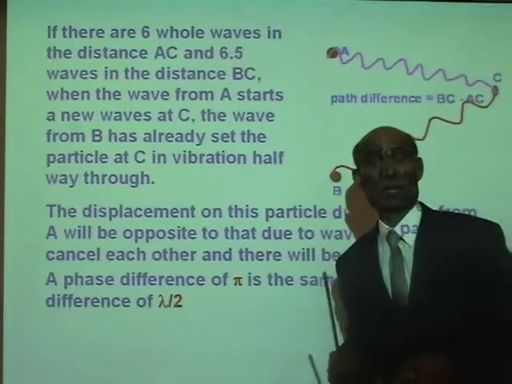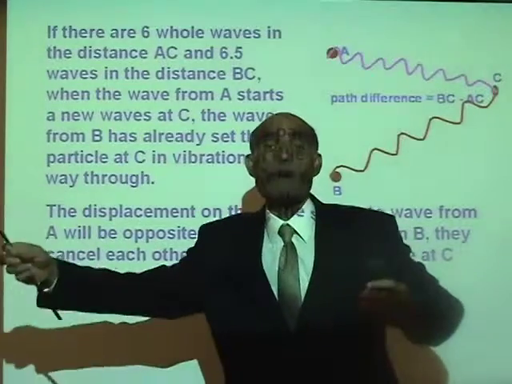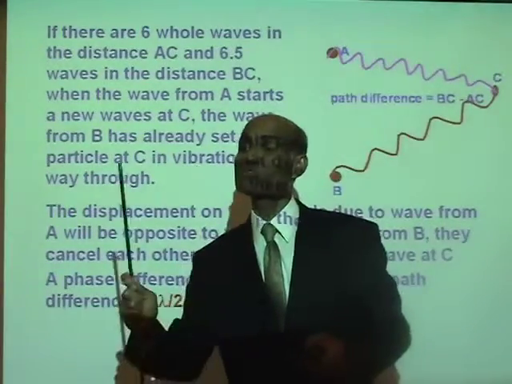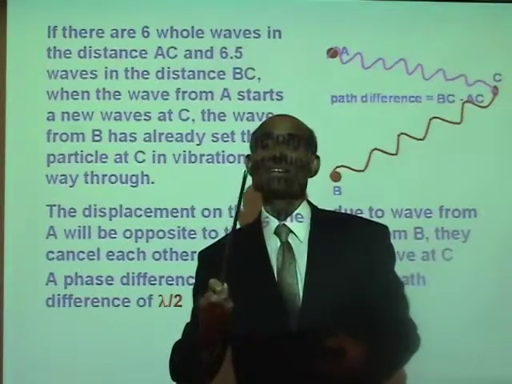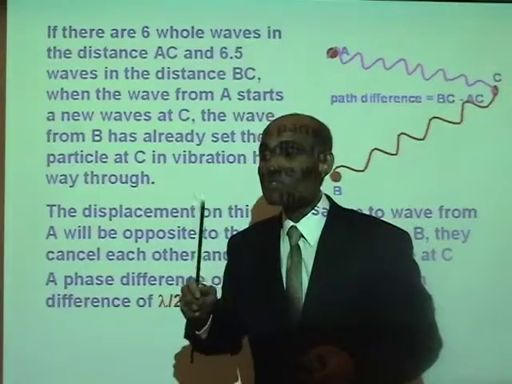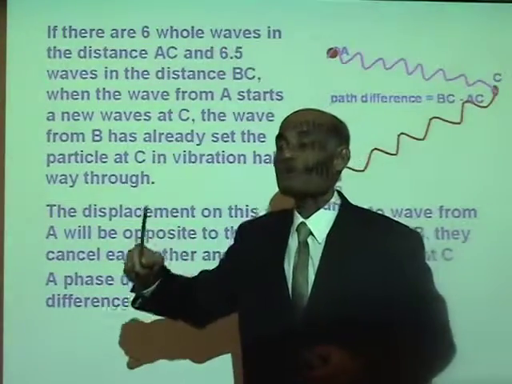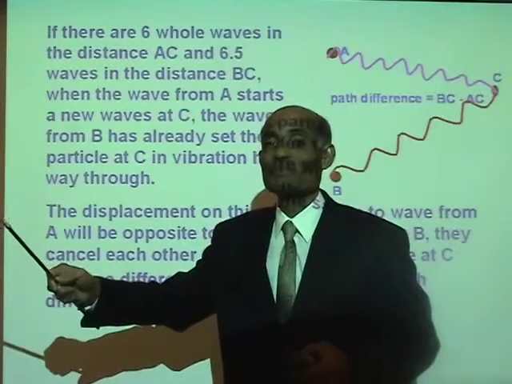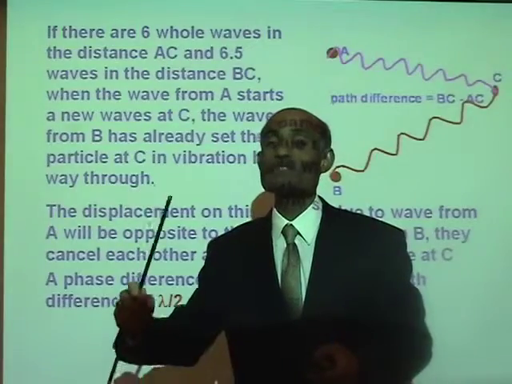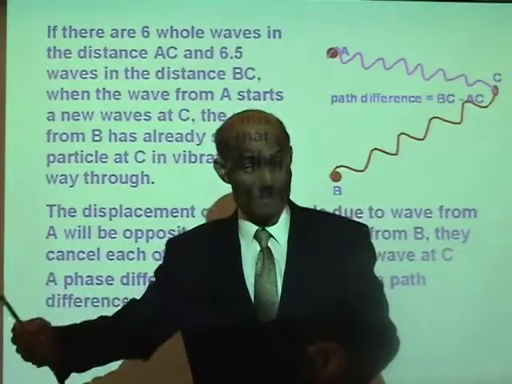I hope you understand that. We will now be able to equate the phase difference to path difference. So let's review that. A phase difference of 2 pi is the same as the path difference of lambda. A phase difference of pi is equivalent to a path difference of lambda by 2. A phase difference of pi by 2 is equivalent to a path difference of lambda by 4.